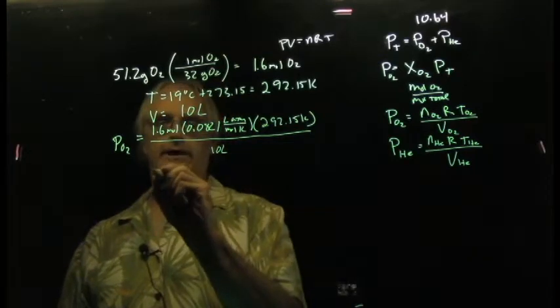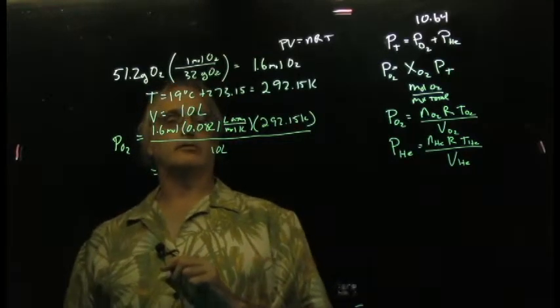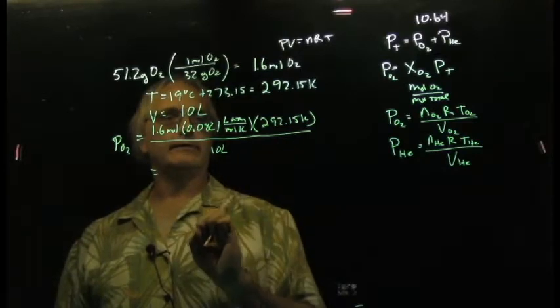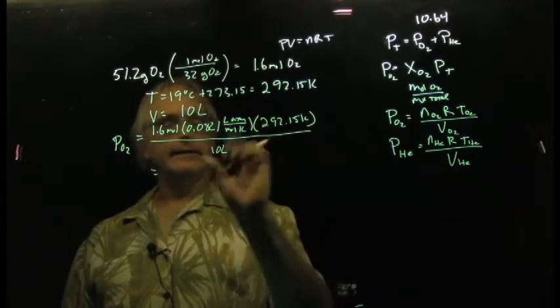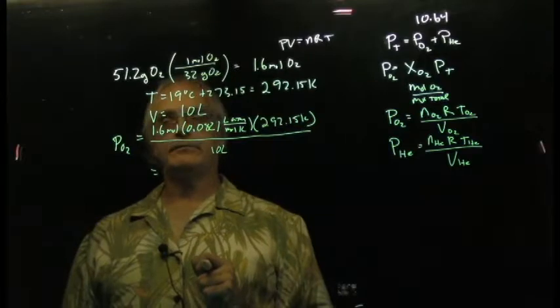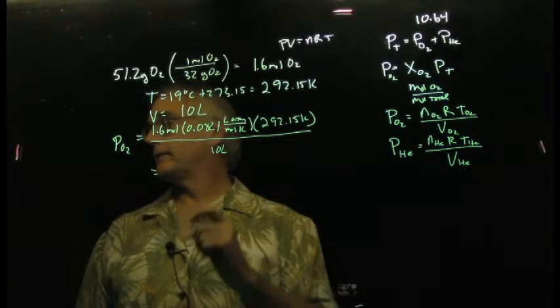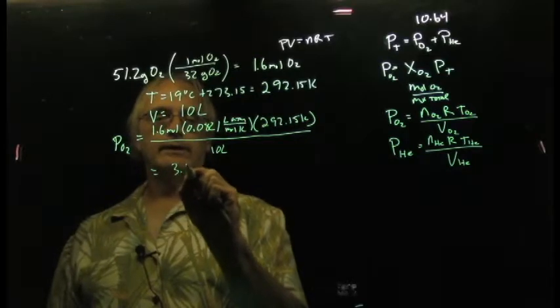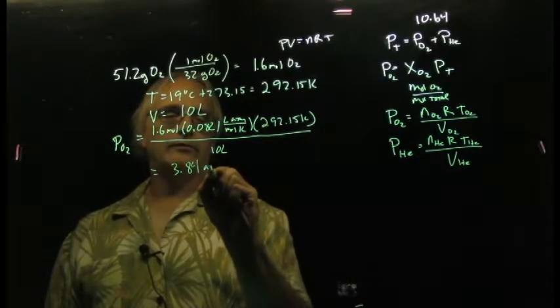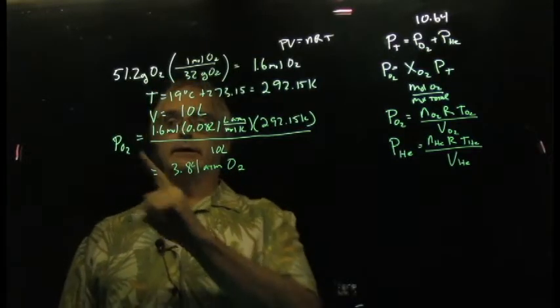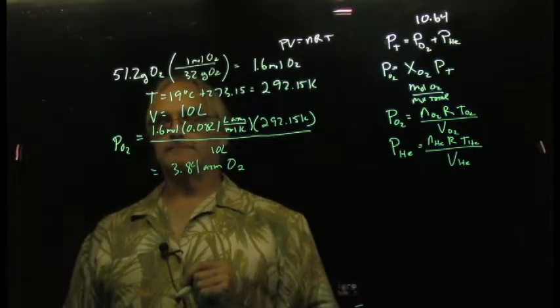Punch that out on our calculators, making sure our units work out properly. My moles cancel, Kelvins cancel, liters cancel. The only unit left this time is atmospheres. I'm calculating a pressure. Kind of convenient it worked out that way. It's 3.84 atmospheres of oxygen. Okay, there it is, partial pressure of oxygen.